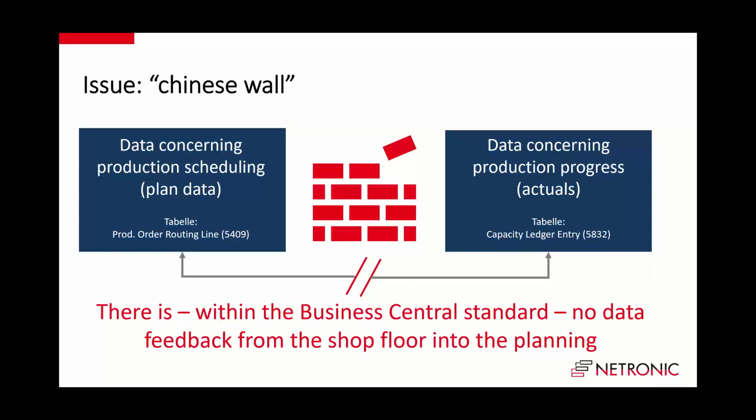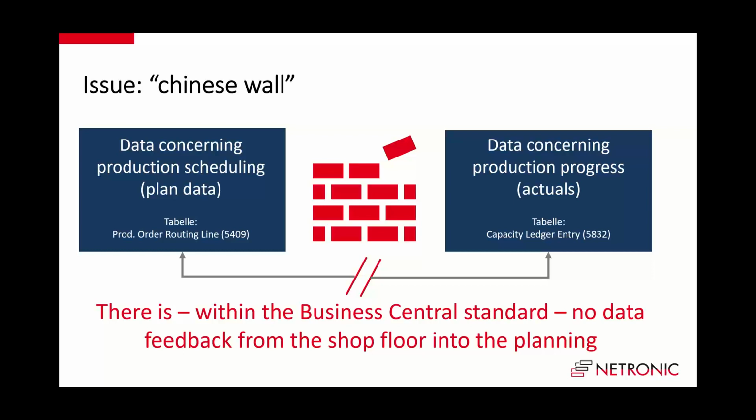It is good, in my point of view, it is really good that we have two different tables in which we store these types of data. One table for the planning data, one table for the actuals. But there should be, in my point of view, one mechanism that lets actuals have an impact on the schedule.